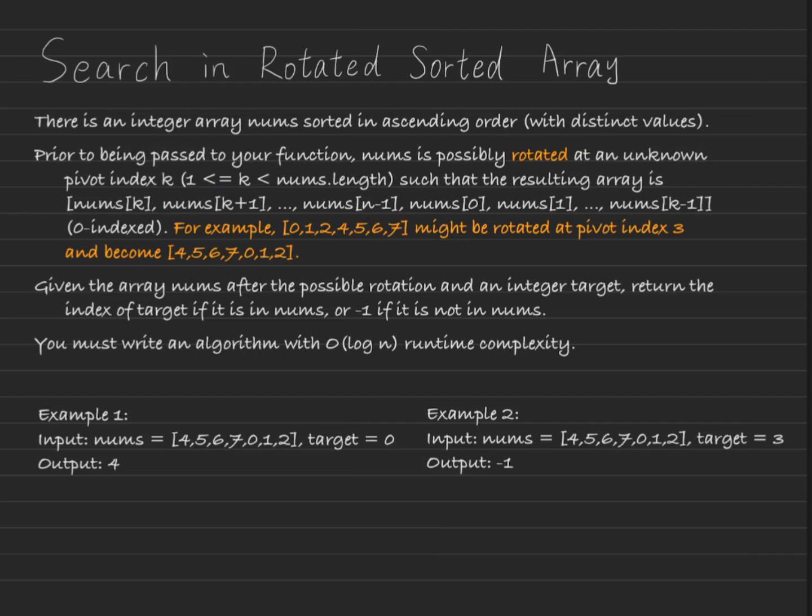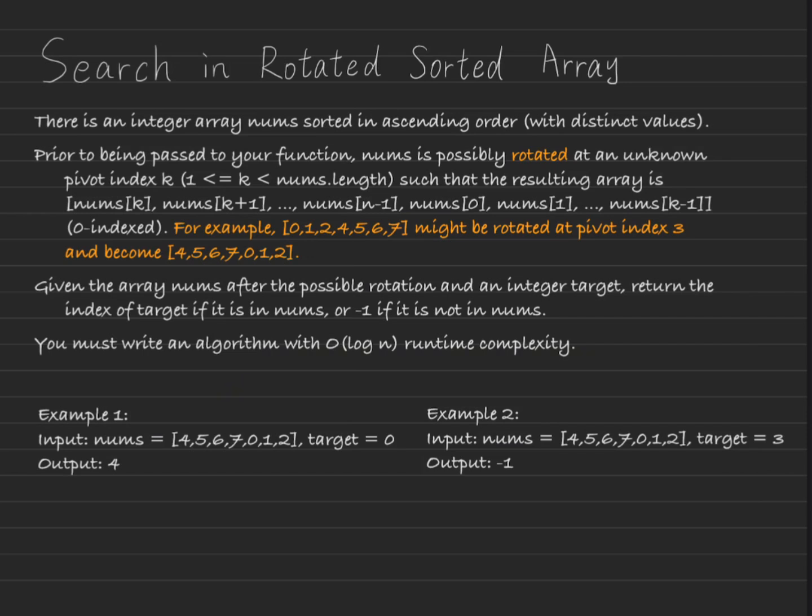The question today is search in rotated sorted array. Given an integer array nums with distinct values sorted in ascending order. First, we'll rotate the array at an unknown pivot index k such that the resulting array is nums[k] to nums[n-1], then back to nums[0], nums[1] to nums[k-1].